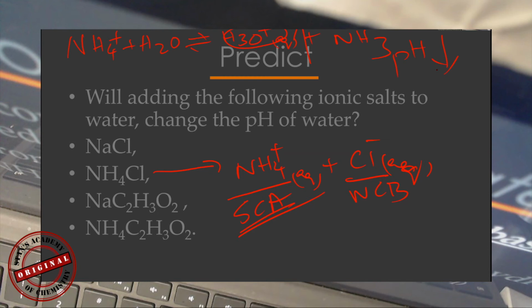NH4Cl comes from a strong acid, because HCl was used. But what about the base that was used for preparing ammonium chloride? We used a weak base, ammonia, or ammonium hydroxide, and that is a weak base. So the positive ion, NH4 positive, which was a conjugate acid, came from a weak base. Therefore, it's considered to be a strong conjugate acid.